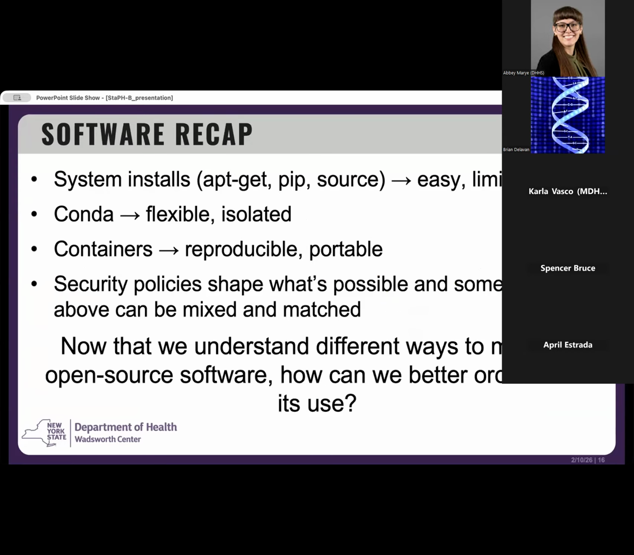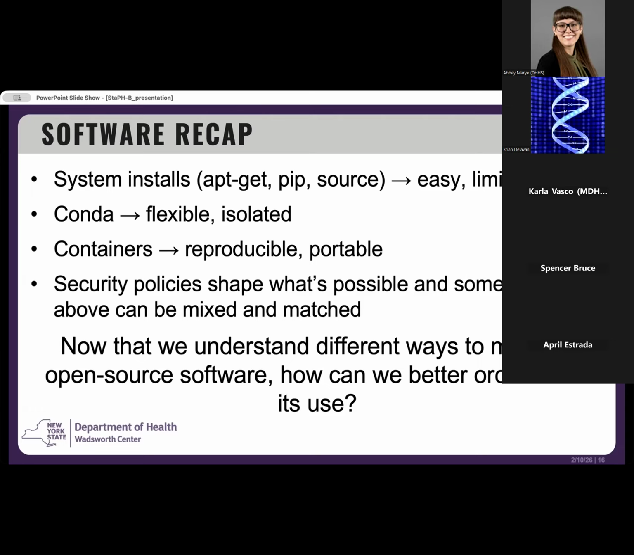All right, so just a quick recap before we move on. I don't have that many more slides left, but at the simplest level, we have system installs, things like apt-get, pip, or building from source. They're easy to get started with, but they're limited in terms of isolation and reproducibility. Conda gives us more flexibility, right? It allows us to isolate tools per project and manage dependencies more cleanly, which is why it's so widely used. And containers kind of take this even a step further. They focus on reproducibility and portability by packaging software together with its runtime environment, making it much easier to move workflows between systems.